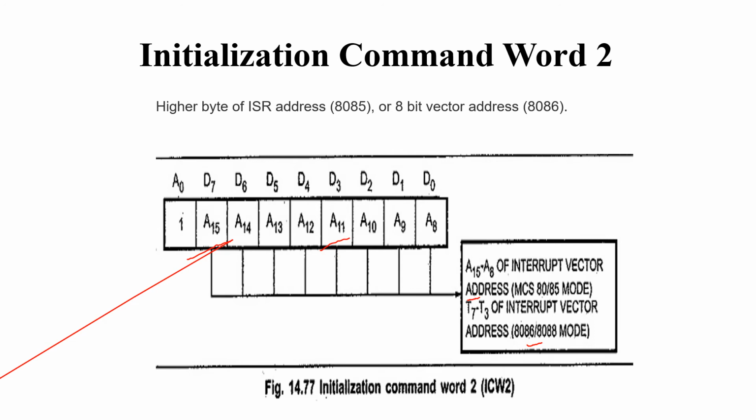D2, D1, D0, these bits are 000 when the interrupt request is received on IR0 line of 8259. This D2, D1, D0 bits are 001 when the interrupt request is received on IR1 line of 8259. Same way, D2, D1, D0 are 111 corresponding to the interrupt request received on IR7 line.